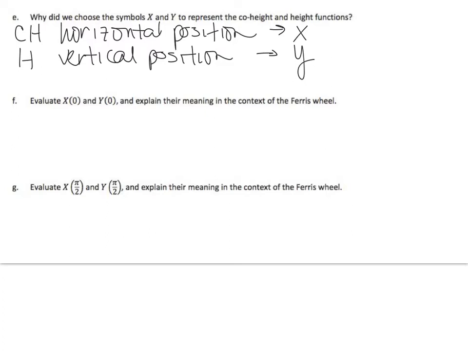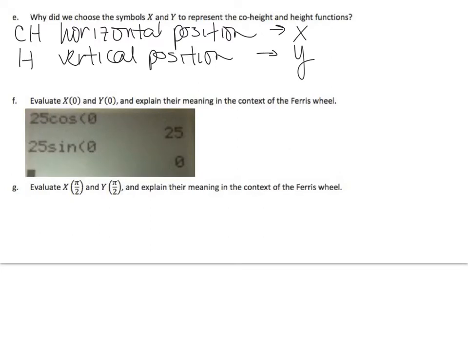Evaluate x of 0 and y of 0 and explain their meaning in the context of the Ferris wheel. So if we're evaluating at 0, that's when the wheel hasn't rotated yet. Oh goodness, sorry about that. So our passenger car is still there. We have co-height and height, so when the wheel has not rotated yet, the co-height of the car is 25. So that's the distance from here to there. And the height of the car is 0. So it makes sense that our answers would be 25 and 0. I didn't close my parentheses there, but you don't need to.